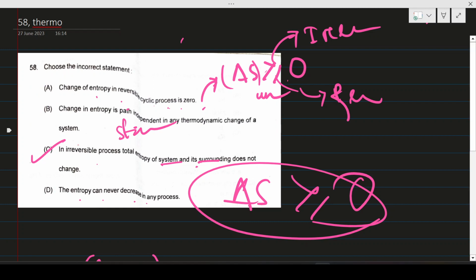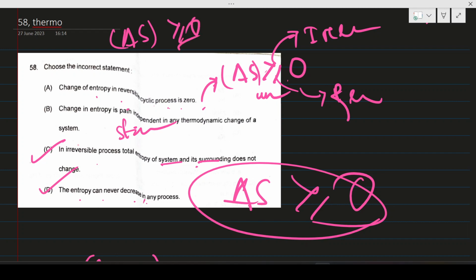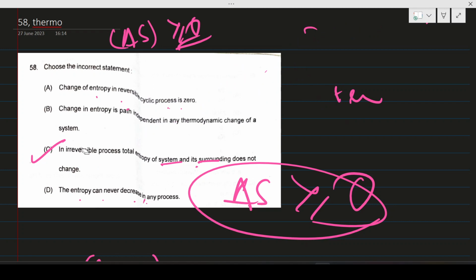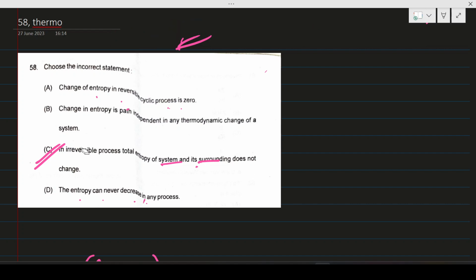Let's read option D also. The entropy can never decrease in any process. This is also right. For system plus surrounding, del S is always greater than 0, but never less than 0. So the entropy can never decrease for any process. So the wrong answer will be C. Hence the incorrect statement is C.